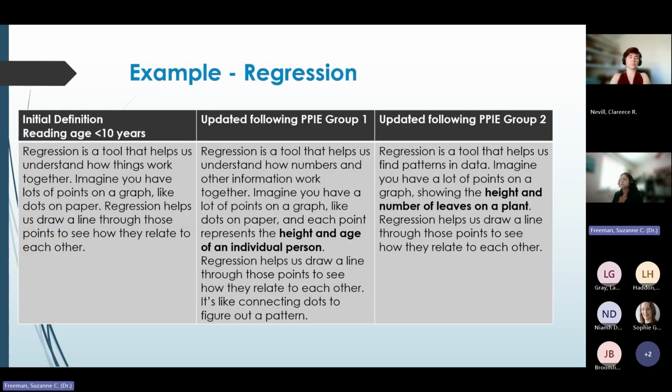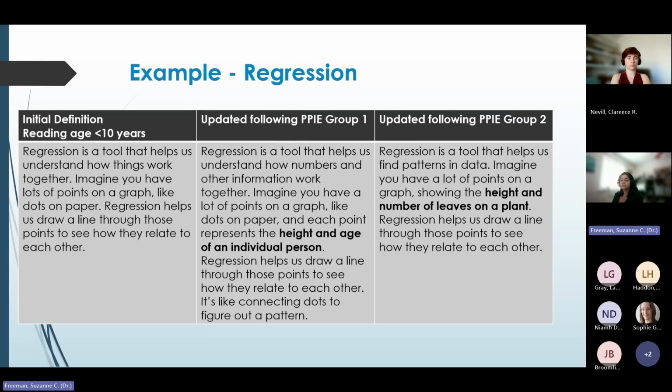On this slide, I just wanted to show you an example of how the definition for regression evolved during the development of the glossary. On the left-hand side, we have the initial definition, at a reading age of less than 10 years. In the middle, we've updated it following the feedback from the first PPIE group. That initial definition didn't have an example in it.